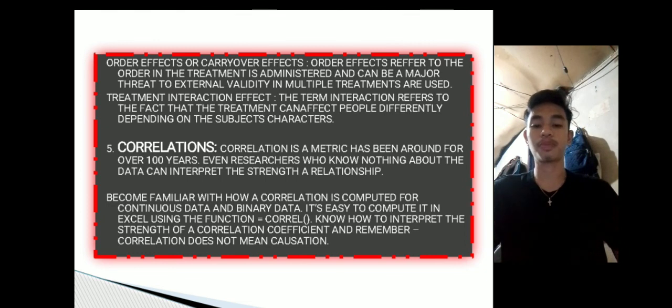Correlational research. A correlational research design investigates relationships between two or more variables without the researcher controlling or manipulating any of them. It's a non-experimental type of quantitative research.